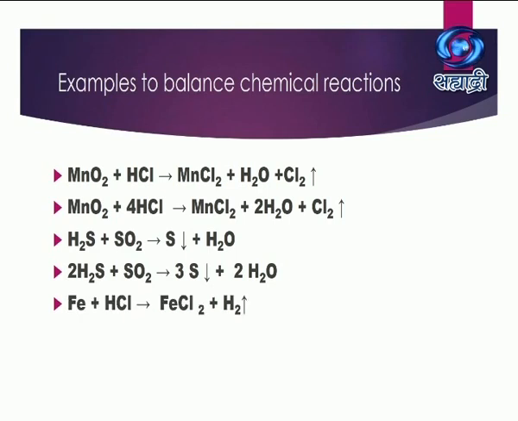Fe plus HCl gives FeCl2 plus H2. If you balance this chemical reaction, you will get Fe plus 2HCl gives FeCl2 plus H2. I would suggest you every time try to make a table and find out how many atoms are to be balanced, and then you will be able to immediately find out on which side, reactant or product, which number of molecules is to be increased.